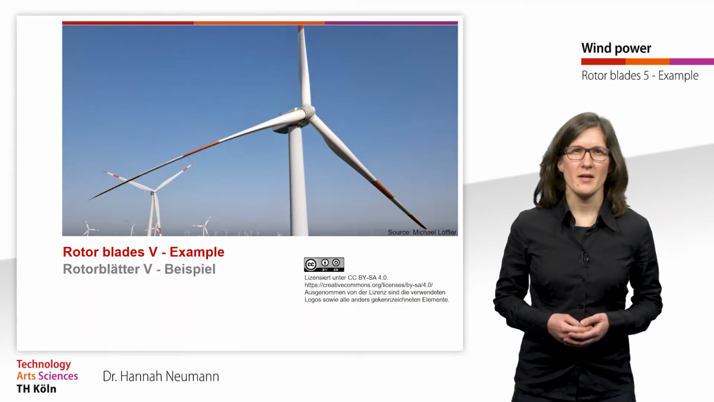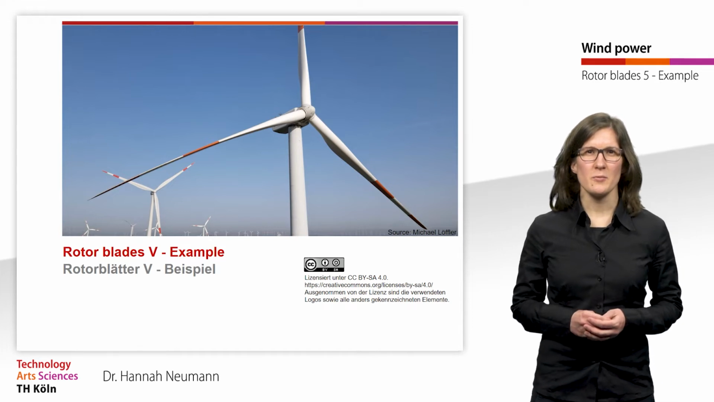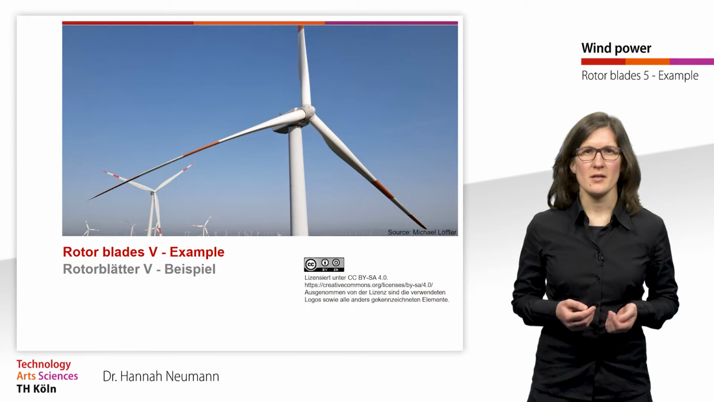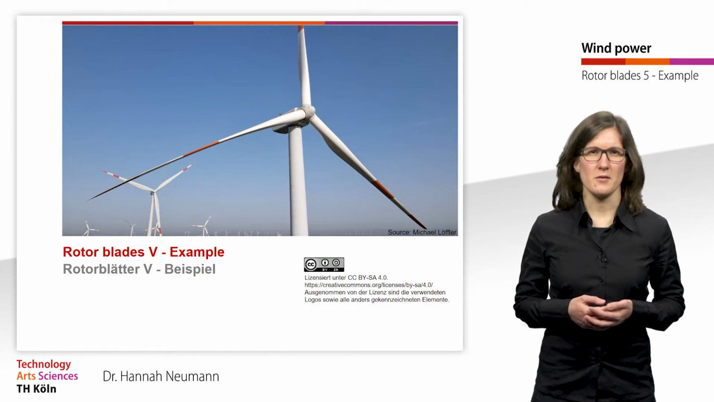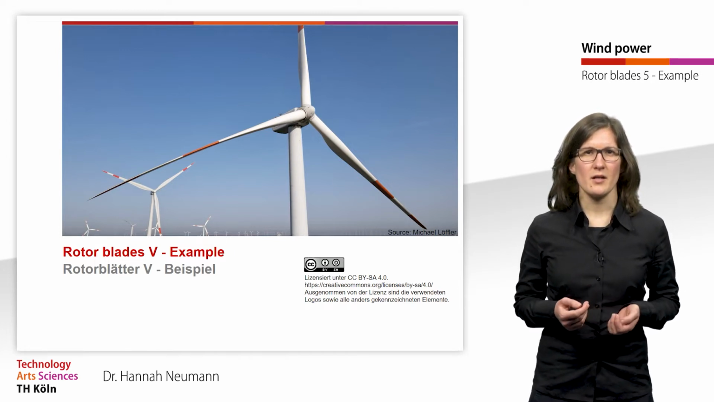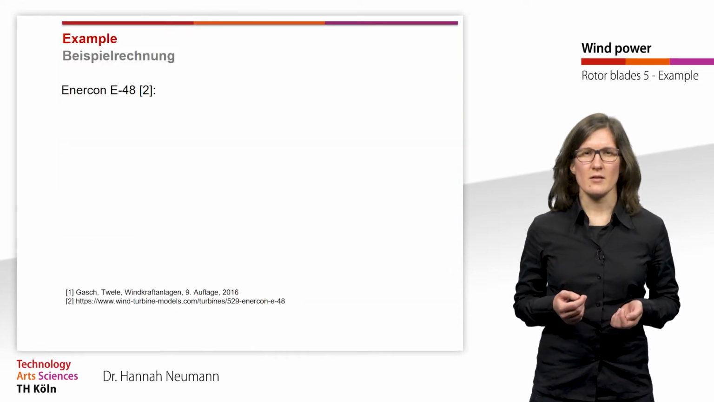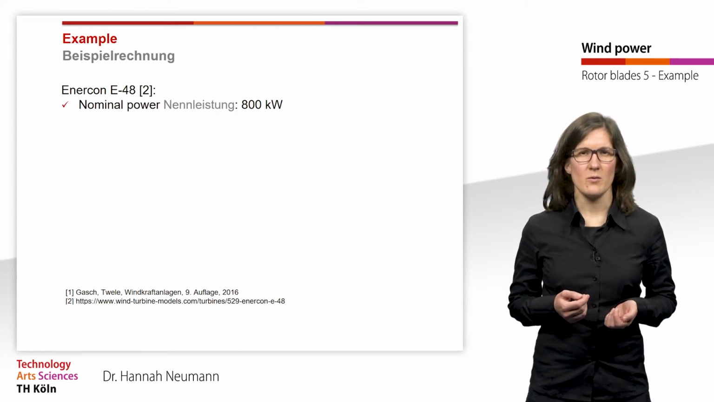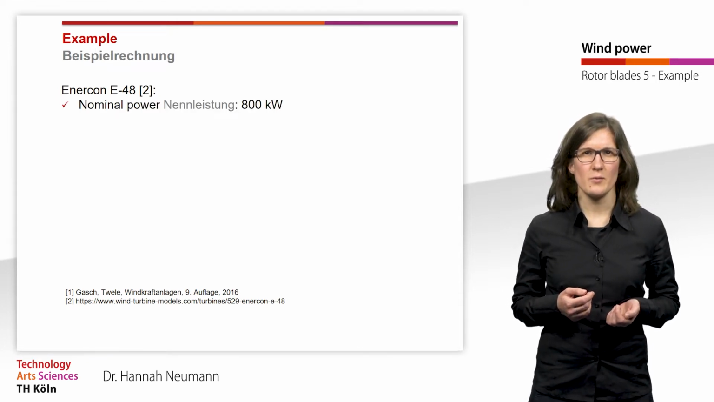Hello and welcome. In this video I want to show with the help of an example how we can dimension a rotor blade using the blade element theory. For the dimensioning I have chosen an example wind energy plant, which is the Enercon E48. This plant has a nominal power of 800 kilowatts.